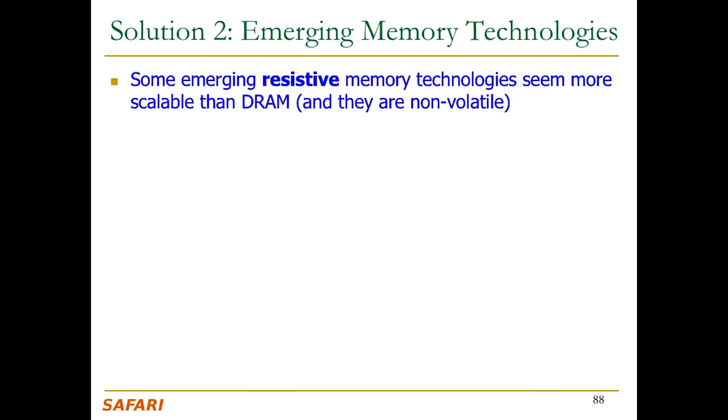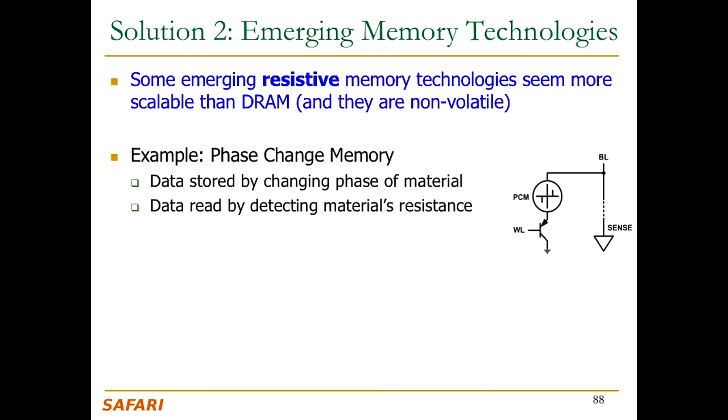Anyway. OK, so one example of this is phase change memory. This is actually a really old technology. It's not emerging. It had emerged in the past, but not in the form of main memory. In fact, I assume many of you use rewritable CDs, right? Rewritable CDs use phase change memory as a technology. It was developed in the 1960s. It stores information by changing the phase of some material. One example is chalcogenide glass. And you read data by detecting that material's resistance. There's no charge associated with it.